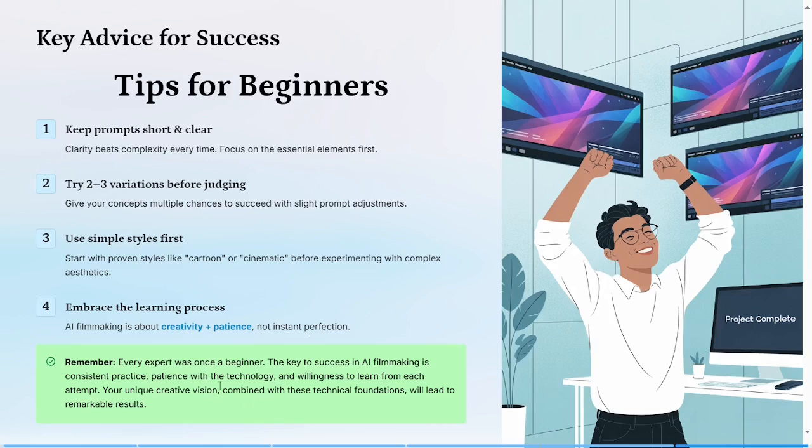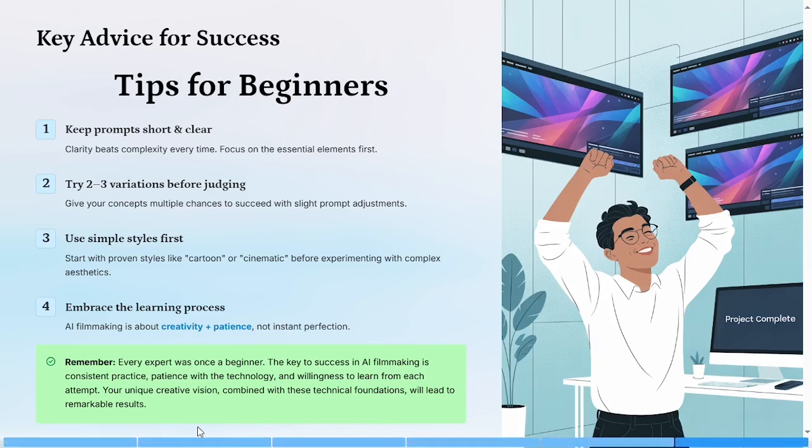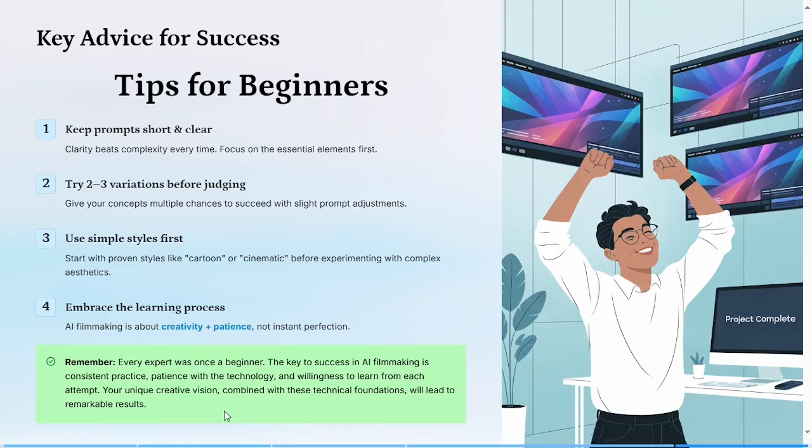Remember, every expert was once a beginner. The key to success in AI filmmaking is consistent practice, patience with the technology, and willingness to learn from each attempt. Your unique creative vision combined with these technical foundations will lead to remarkable results. So as a beginner, if you have a lot of patience and practice with the technology, you will have great results.